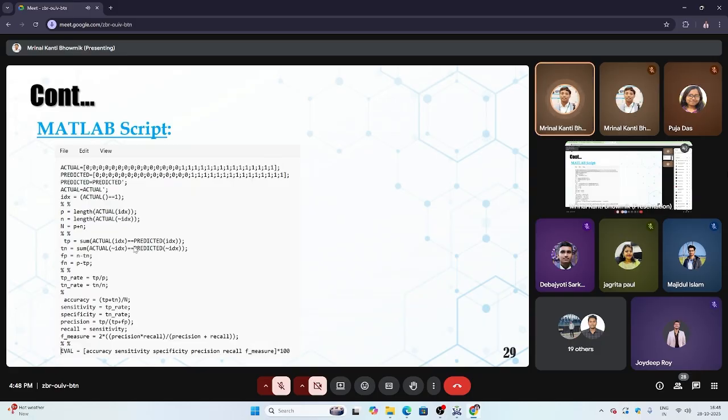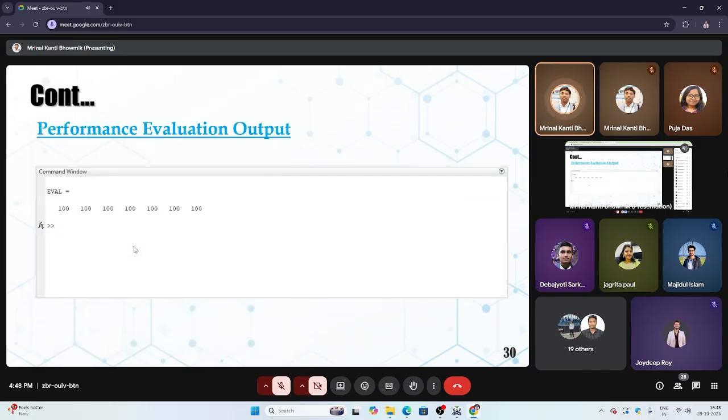Next we calculate the true positive rate, that is tp by p, and the true negative rate, that is true negative by n, whose formulas I have already explained. Based on this performance evaluation matrix, we can calculate the accuracy, specificity, sensitivity, precision, recall, and F1 measures. In the evaluate variable, we keep all the performance evaluation measures, and as they are given as point values, we multiply by 100 to get the result as a percentage value.